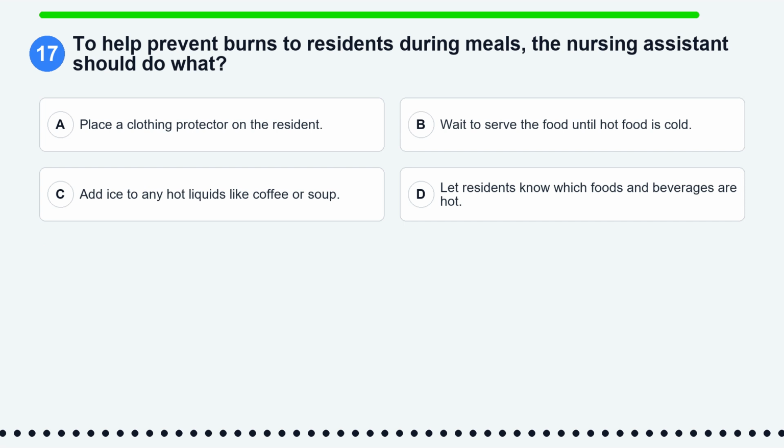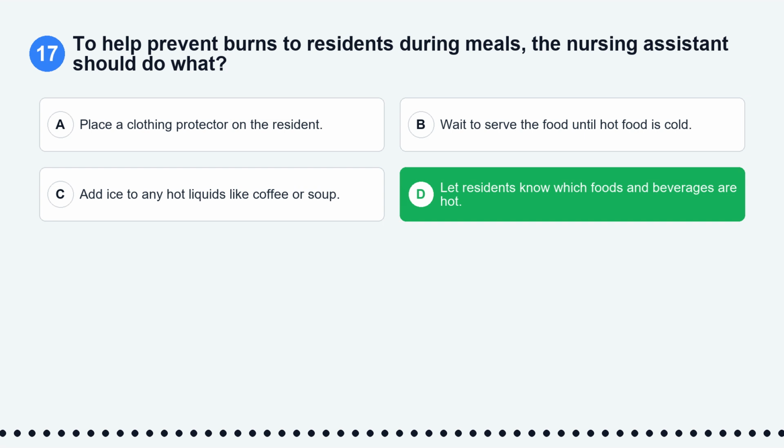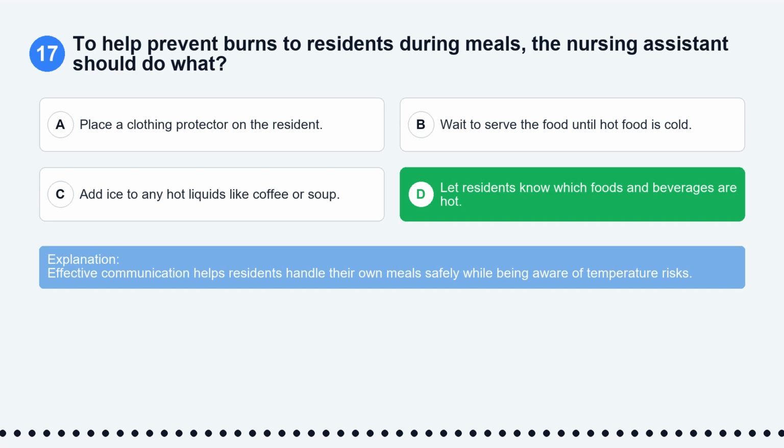Question 17. To help prevent burns to residents during meals, the nursing assistant should do what? Option A, place a clothing protector on the resident. Option B, wait to serve the food until hot food is cold. Option C, add ice to any hot liquids like coffee or soup. Option D, let residents know which foods and beverages are hot. The correct answer is option D, let residents know which foods and beverages are hot. Effective communication helps residents handle their own meals safely while being aware of temperature risks.